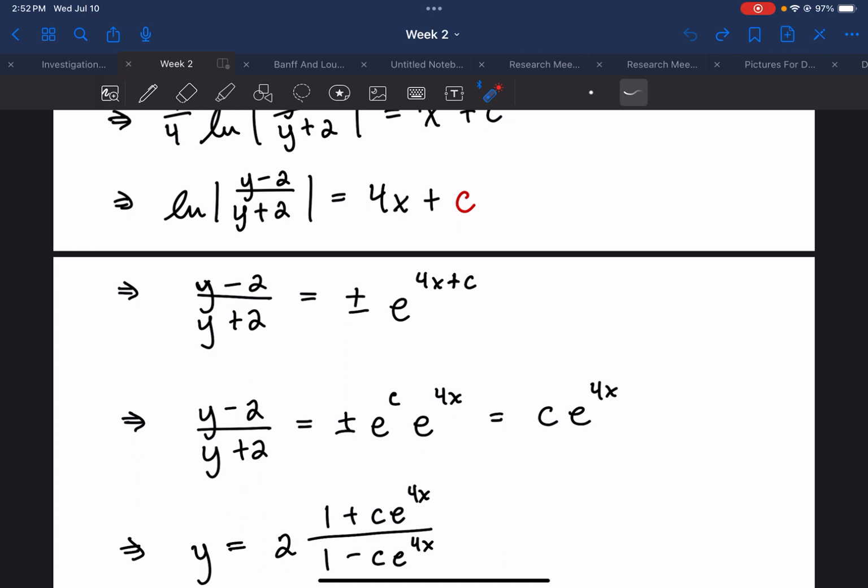And then I'm going to do the same trick I did before. This is plus minus e to the 4x, e to the c. And I can combine these two terms together, because this is plus minus e to an arbitrary constant, which itself is just an arbitrary constant. So this trick gets used a lot, I should say, and we'll keep using it, where plus minus e to the c just becomes c.